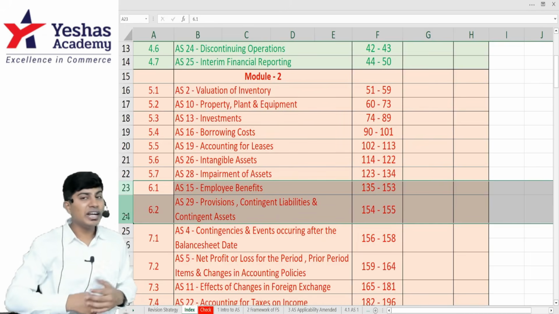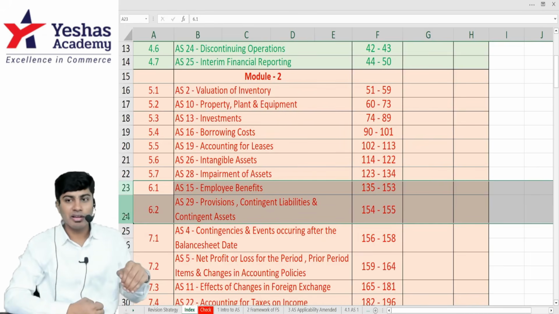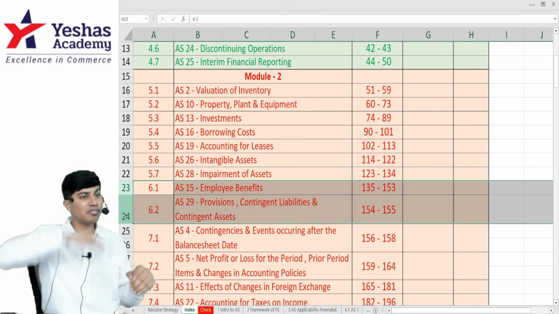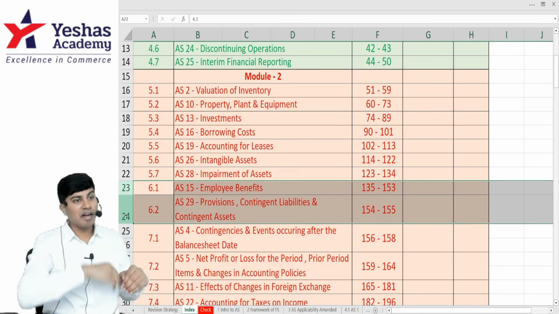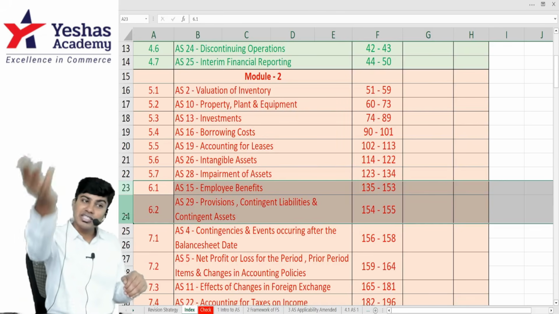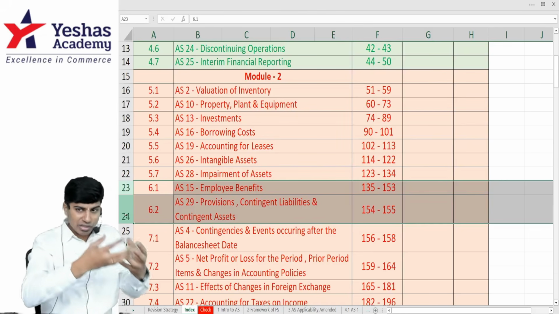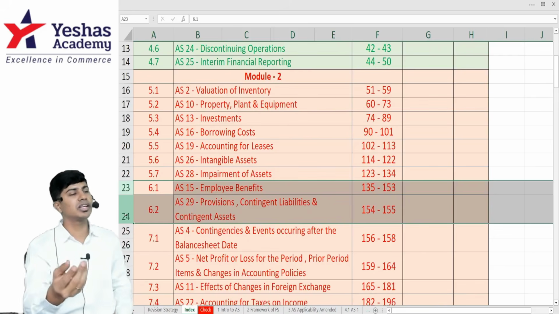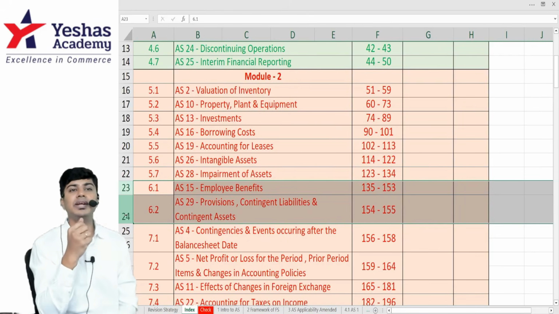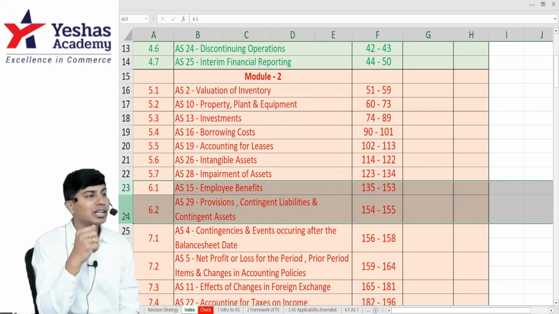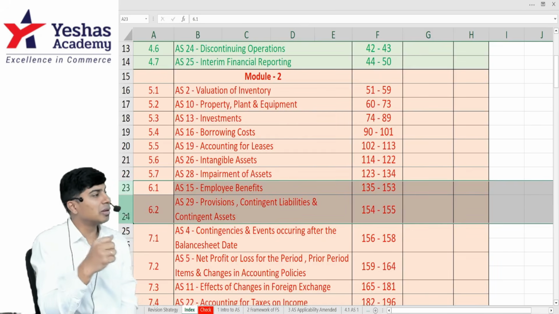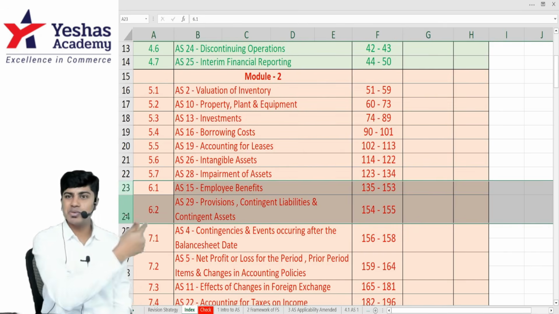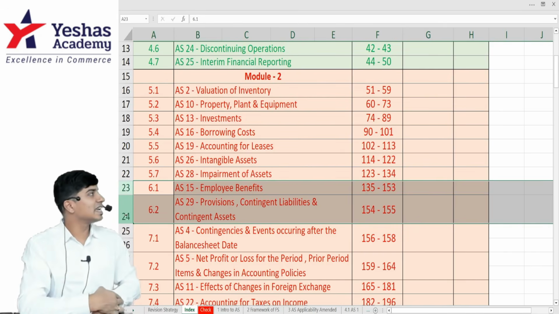Am I right? When did the employee give service? Today. When are you giving him money? After 60 years of age, after 50 years of employment, after he dies, or when he is sick. Till then, the money is with the company. But service is taken from the employee. Money is not given. That will turn out to be a liability to the company. How to record that liability? When will that be booked as expense? We'll learn in employee benefits. This is again a standard.